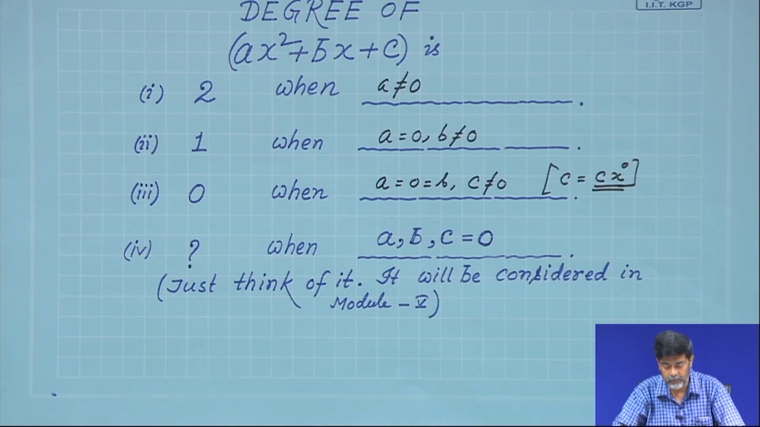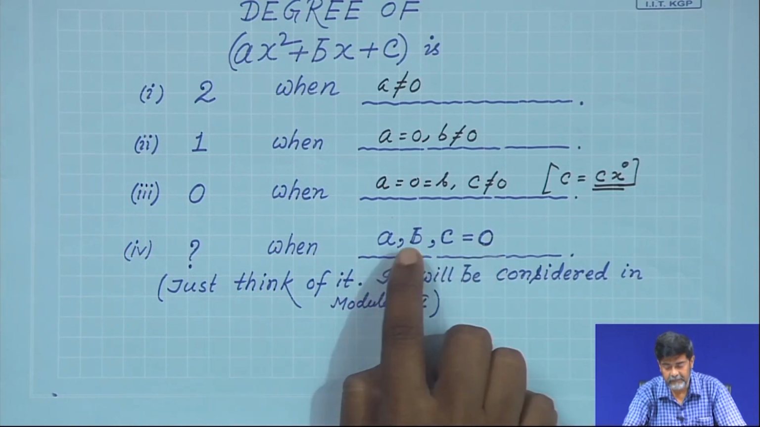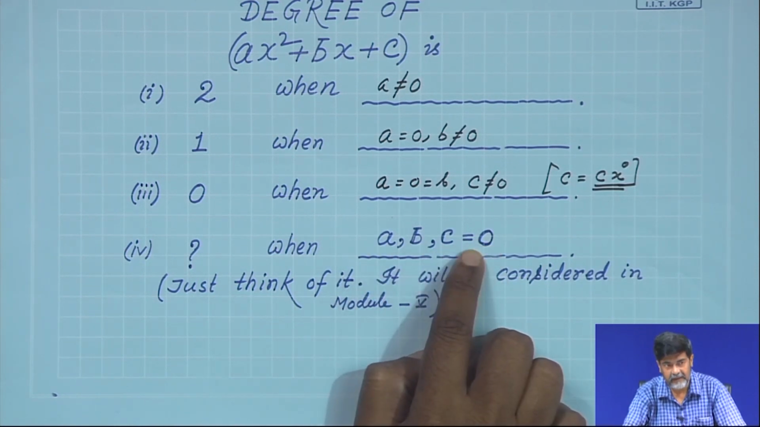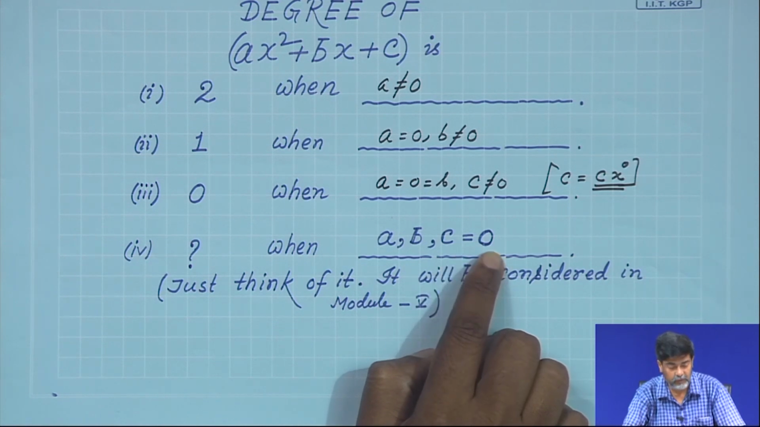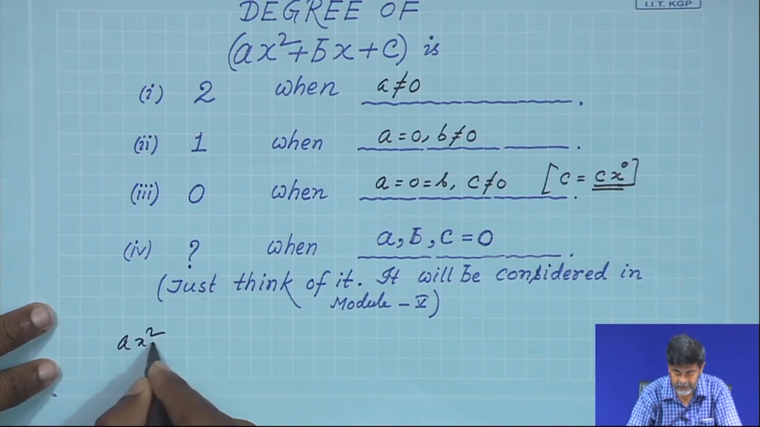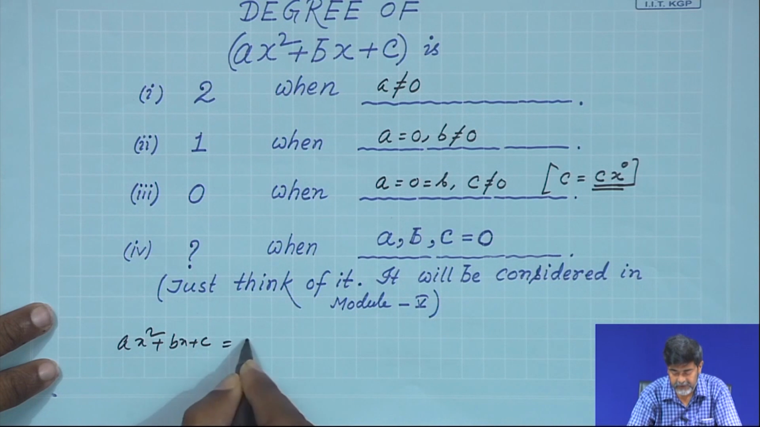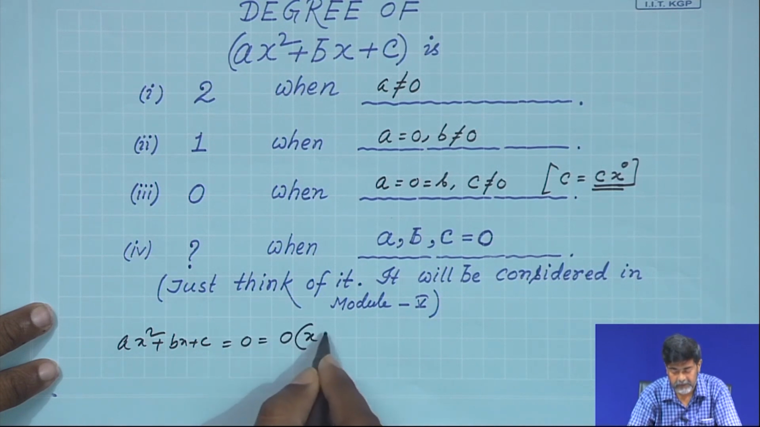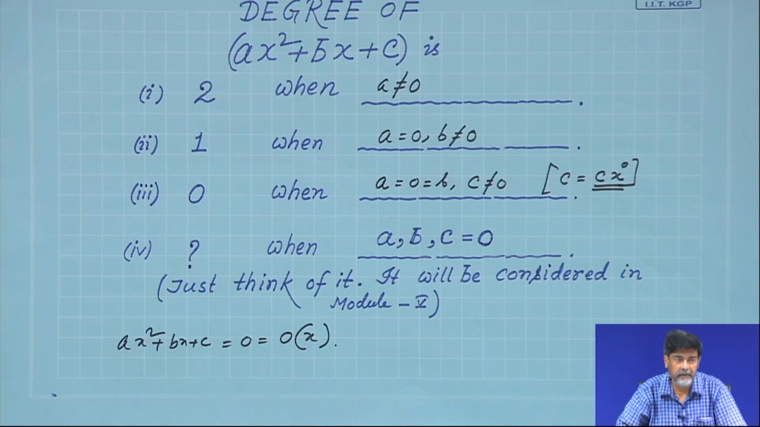Now, I am supplying a set of conditions in a reverse order and you just give me the degree of the polynomial. If we make a, b, c all 0, then what will be the degree of this polynomial? Then the polynomial a x square plus b x plus c will be 0, that is the zero polynomial. Just think of it, that will be discussed in the coming modules.